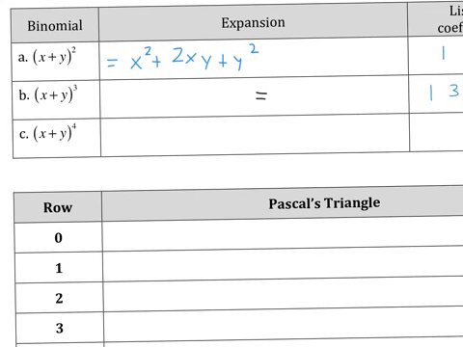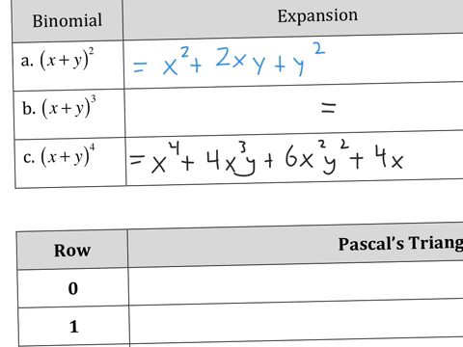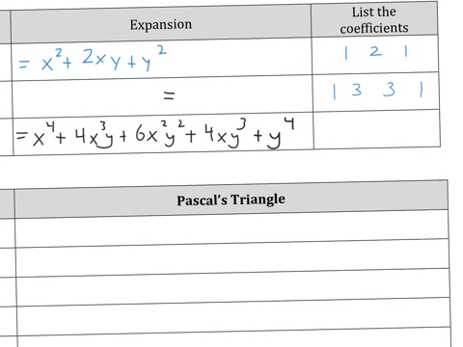All right, maybe just to save us a little bit of time, this ends up being something like this. We end up with x to the 4th plus 4x cubed y plus 6x squared y squared plus 4xy cubed, and then one more term, my quartic term, plus y to the 4th. And so what are my coefficients here? 1, 4, 6, 4, 1.